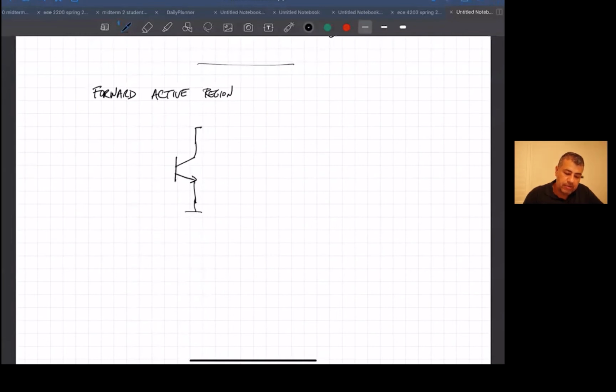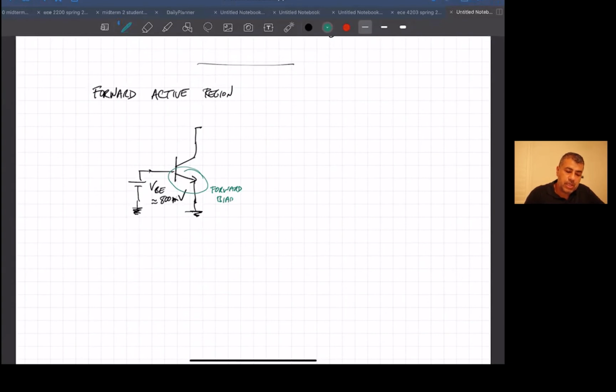This forward active region is just by definition this. You want to have a base-emitter voltage. I'm going to put a battery here, and I'm going to ground this and this, but they're really connected together. I want to make this V base-emitter around 800 millivolts. So basically I'm making the PN junction between the base and the emitter forward biased.